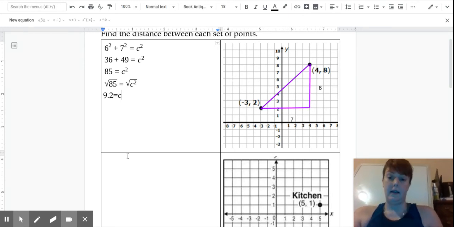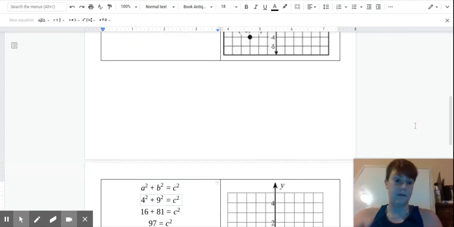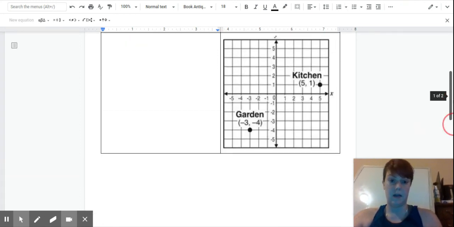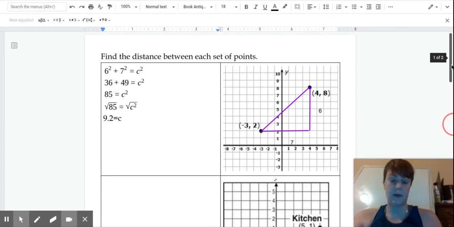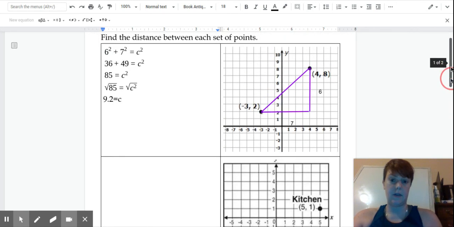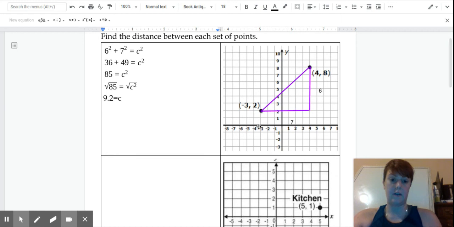All right, there is a third example here, but honestly, at this point, you should be able to see what we are doing. So a quick recap. You're trying to create a right triangle in which the distance between the 2 points is the hypotenuse, and then you find the vertical distance and the horizontal distance, and those become your a and b in the triangle. And then you determine what c is using the Pythagorean theorem.